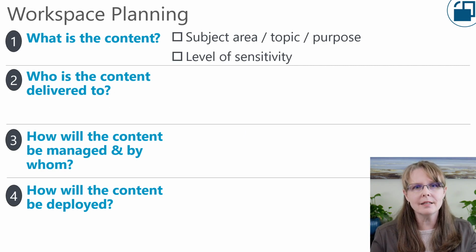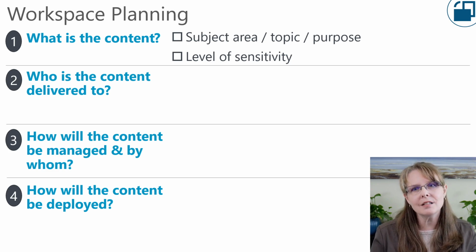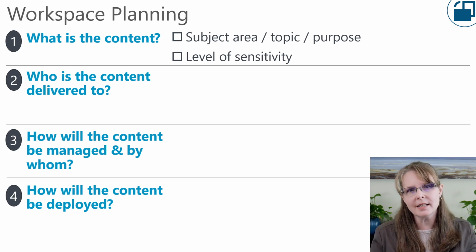First, what is the content? Here we are considering the subject area, topic, and purpose. We don't want it to be too broad because then we could end up with a huge number of artifacts in the workspace, which is hard to use. We don't want it to be too narrow because then we end up with a lot of workspaces with very few artifacts in them. We also want to think about how sensitive the content is because if it's highly sensitive, then we're more likely to segregate it on its own. In that case, another new workspace is usually worth the trade-off.